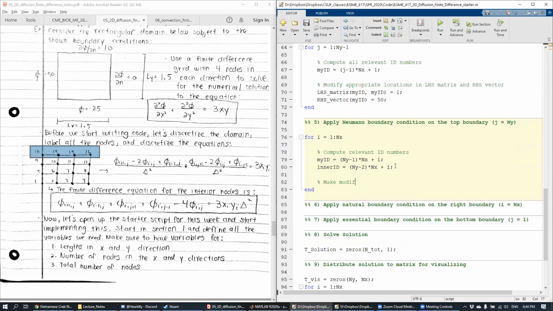And so remember, when we do Neumann boundary conditions, we have to also get the ID number of its inner neighbor here. And so for this top boundary, its inner neighbor is going to be 1 below it. So you can almost think of it as finding the ID number for its bottom neighbor. The way that we get the bottom neighbor is we take the j value from the previous one, and then we just subtract 1 from it. And so that's why I have ny minus 2 here, because in our base equation, we have ny minus 1, but if we subtract another 1 from that, then we just get 2.